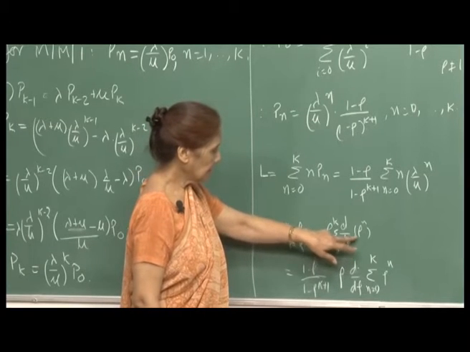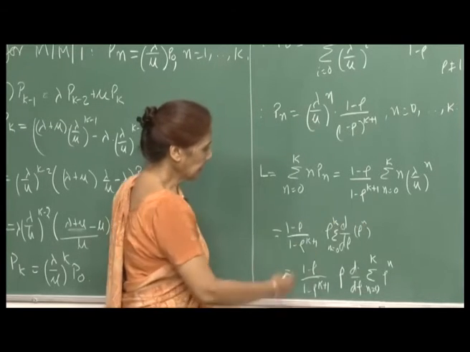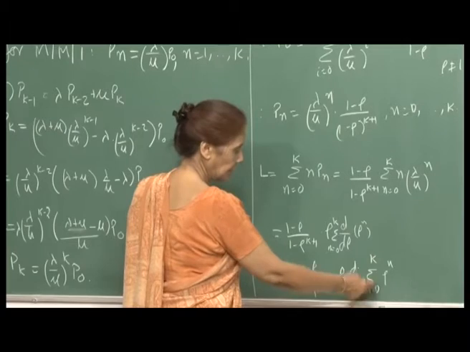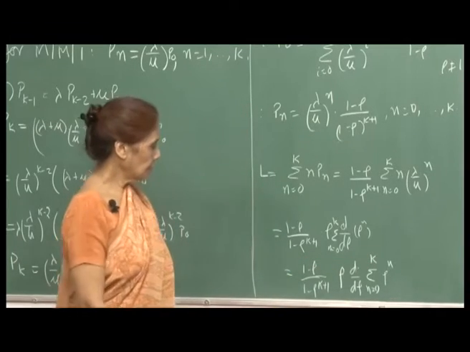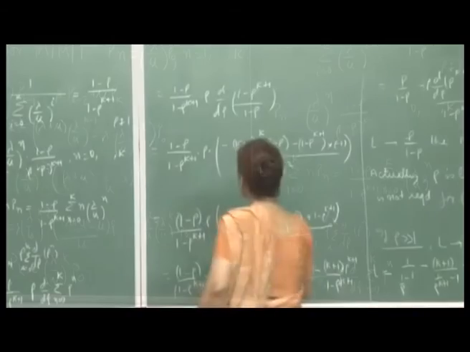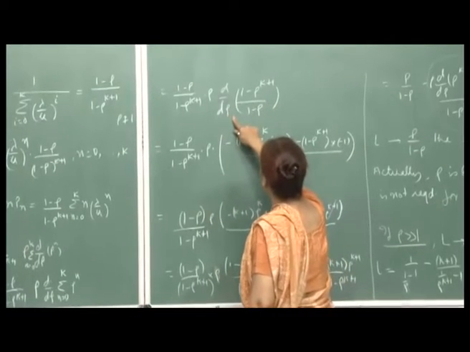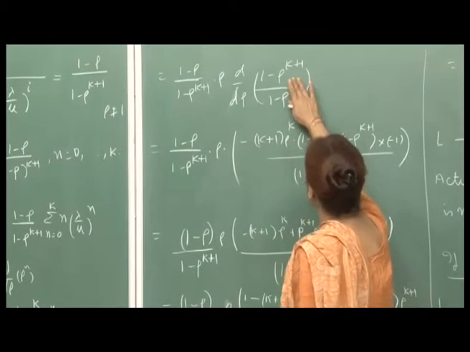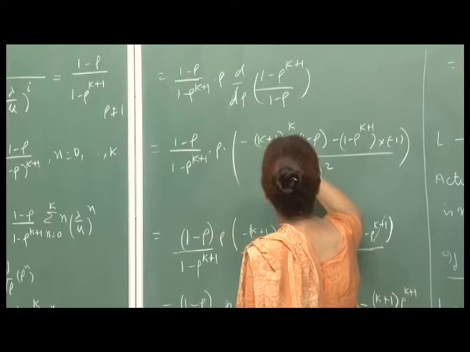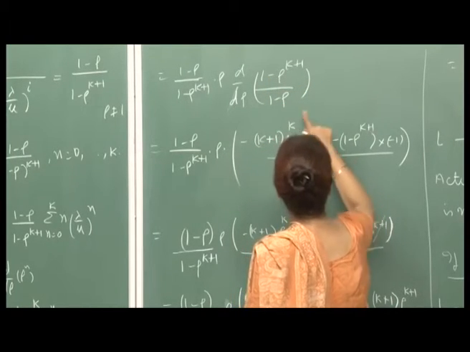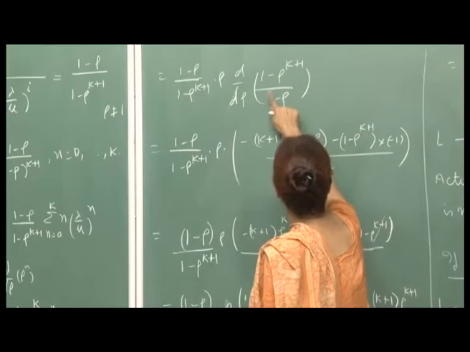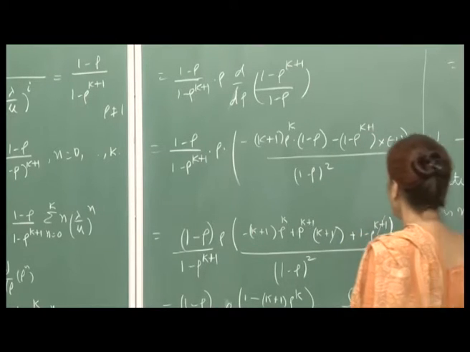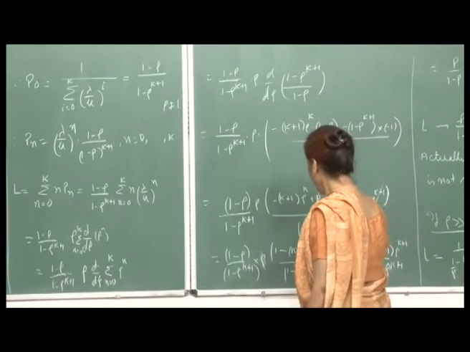rho times the derivative of rho^n, and since it's a finite series I can interchange. So, d by d rho goes outside the summation, n varying from 0 to k of rho^n, and that gives you again a geometric series, and the summation is this. So, the derivative of d by d rho of (1 minus rho^(k+1)) upon (1 minus rho). Differentiate the numerator: this is minus (k+1) rho^k into (1 minus rho), minus (1 minus rho^(k+1)) into the derivative of this, which is minus 1, divided by (1 minus rho) whole square, and just simplify.